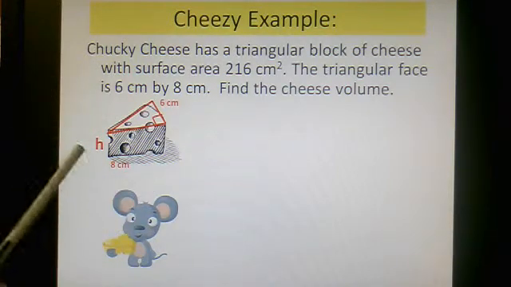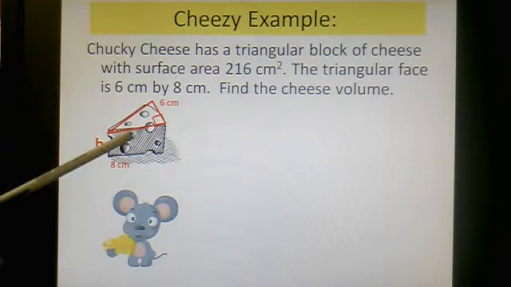So you have 3 rectangles, and then the 2 triangles added up. Well, this hypotenuse, if you know your triples, this is a 6, 8, 10 Pythagorean triple on here. And of course, you could use Pythagorean theorem to get it.